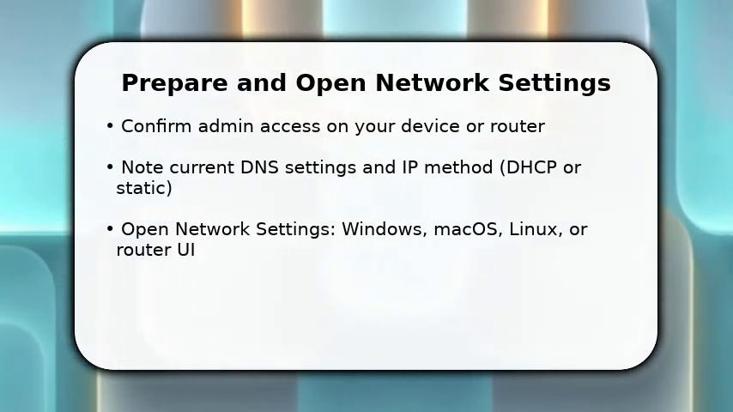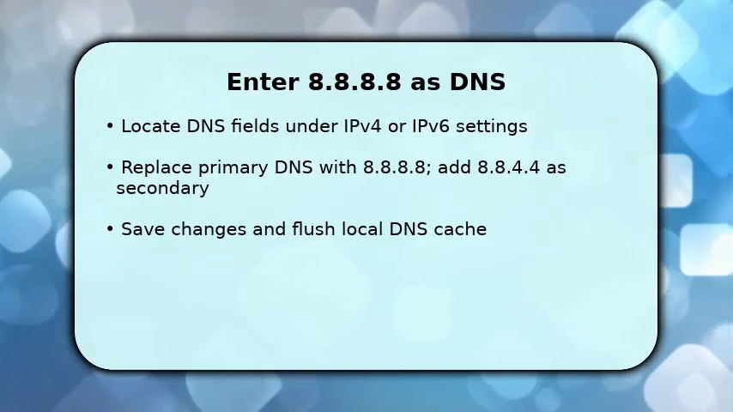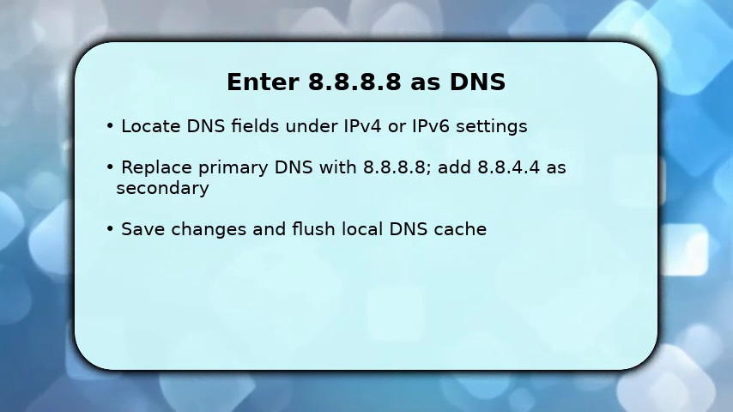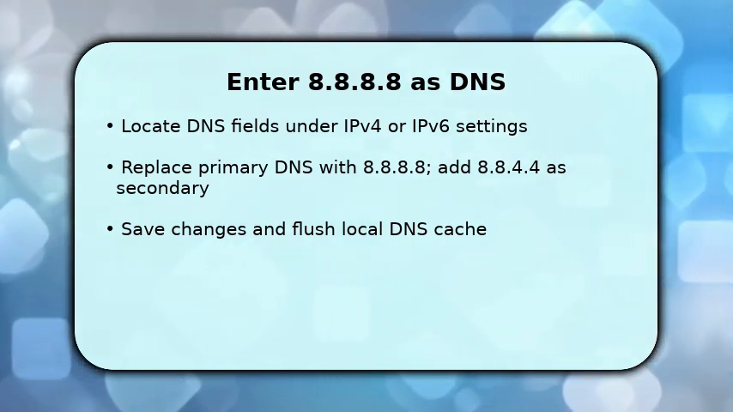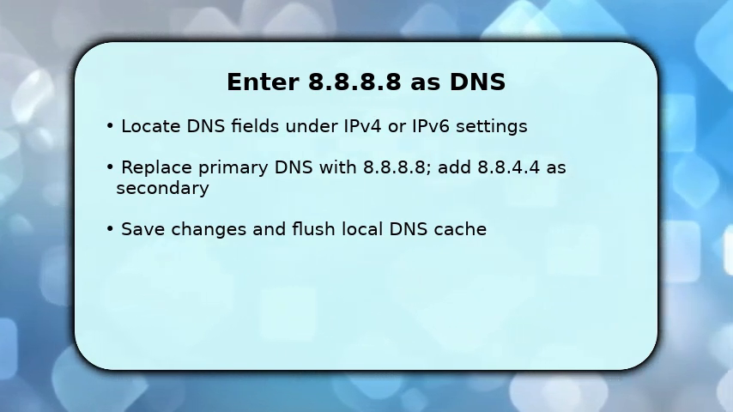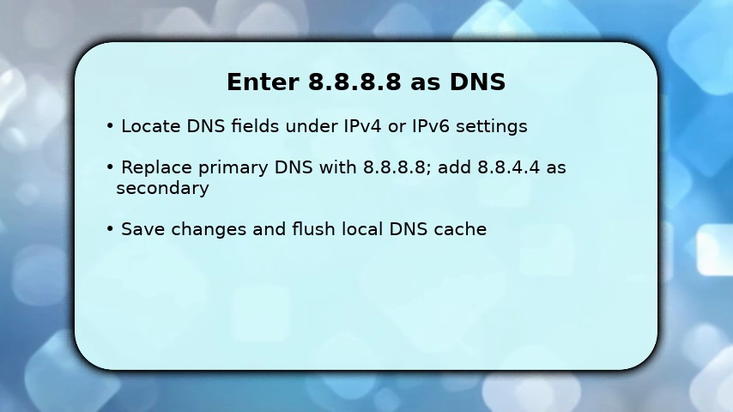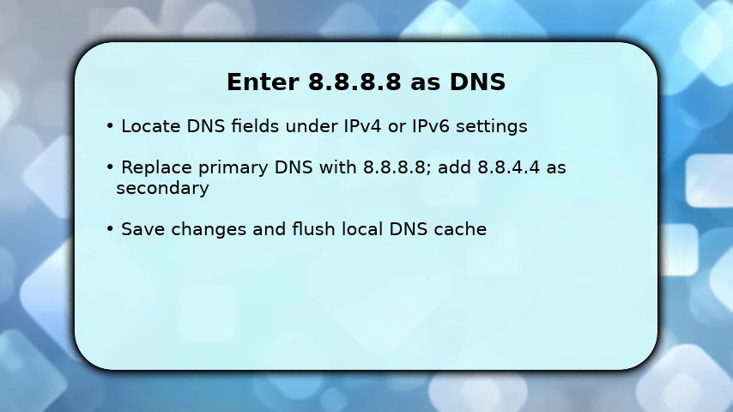You now enter the DNS addresses. Find the IPv4 DNS fields in your adapter or router settings. Replace the primary DNS with 8.8.8.8, and optionally set 8.8.4.4 as a secondary resolver for redundancy. If your interface uses DHCP, switch to manual DNS only if allowed, otherwise update DNS on the router.